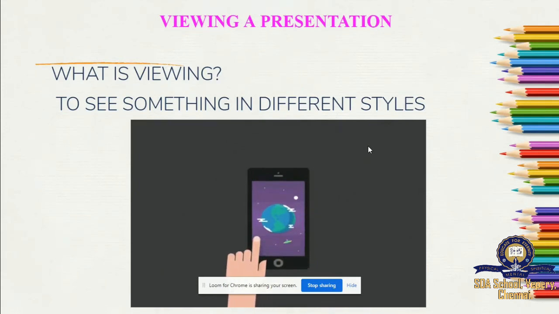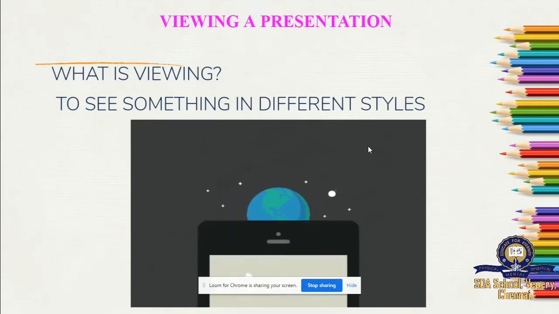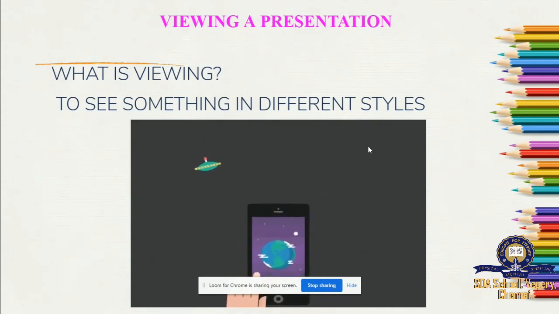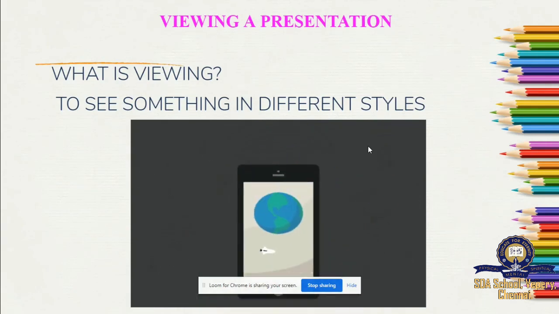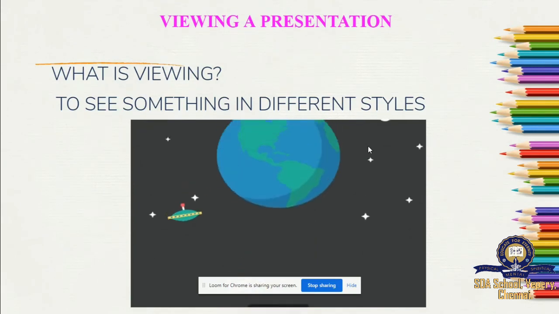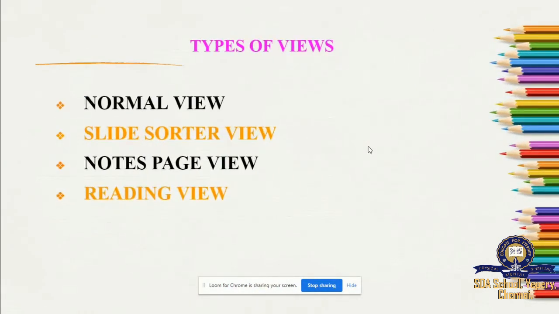Likewise, in your computer also, in a presentation, you have different types of viewing. So we will see what the different types of viewing a presentation are. Viewing is nothing but seeing something, that's all. So what are the types of views we have? We have normal view, slide sorter view, notes page view and reading view. We have 4 views: normal view, slide sorter view, notes page view and reading view.